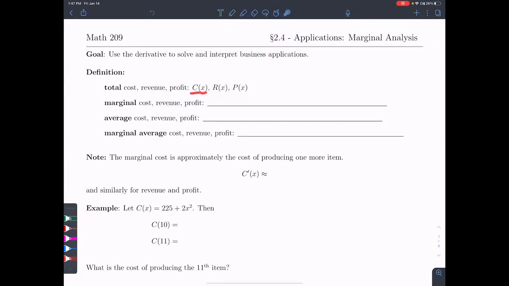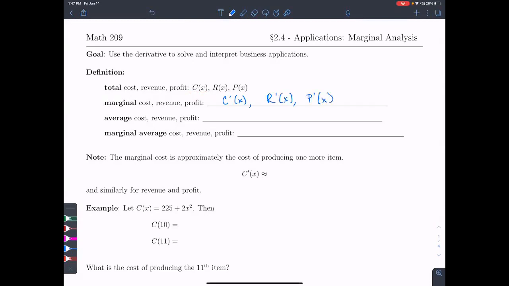We use a C of X, an R of X, and a P of X. When we're talking about marginal cost, marginal revenue, or marginal profit, it's the derivative. So this would be C prime of X, R prime of X, and P prime of X.